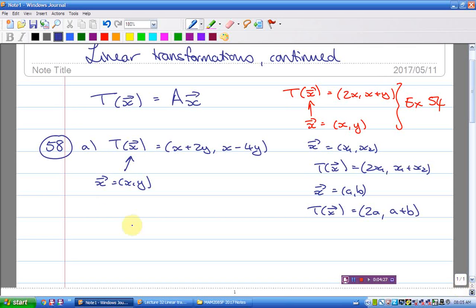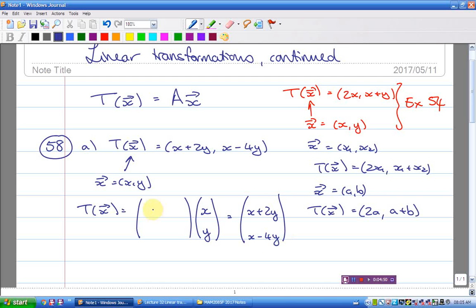And we can write that as a matrix product. We can invent a matrix A that when we multiply by the column vector x, y gives us what we want. And then we just need to figure out what numbers go into that matrix. So you all remember matrix multiplication, I hope. And that's the matrix that'll do the job.